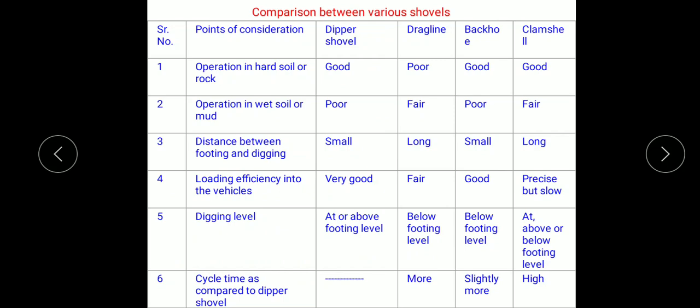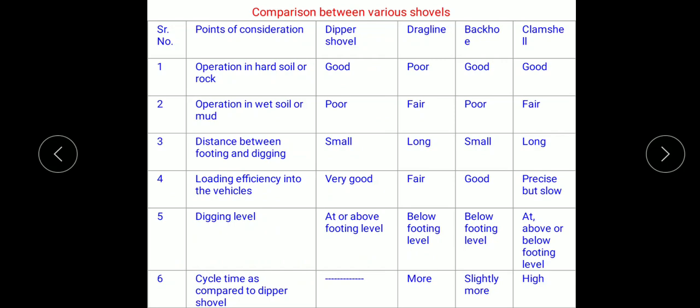The next important point is the digging level, meaning at which level we can use this equipment. So power shovel can be used at or above the footing level. The dragline is used below the footing level, meaning below the ground surface we can use dragline. Similarly, backhoe can also be used below the ground level, and clamshell can be used at ground level, above the ground surface, or below the ground surface.